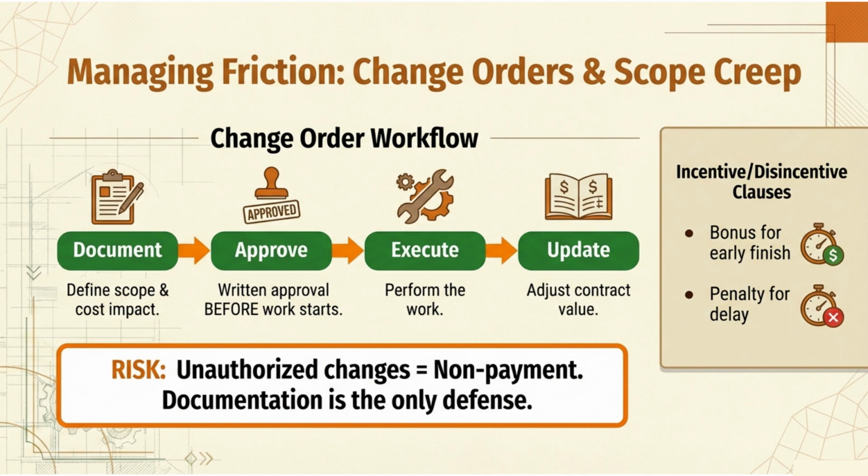Step 3. Execute. Perform the work. Now you're covered. Step 4. Update. Adjust contract value. The contract is now worth more, or less, but usually more. Risk. Unauthorized changes equals non-payment. See that big orange warning box? That's your cautionary tale. If you do work without authorization, good luck getting paid. Documentation is the only defense.